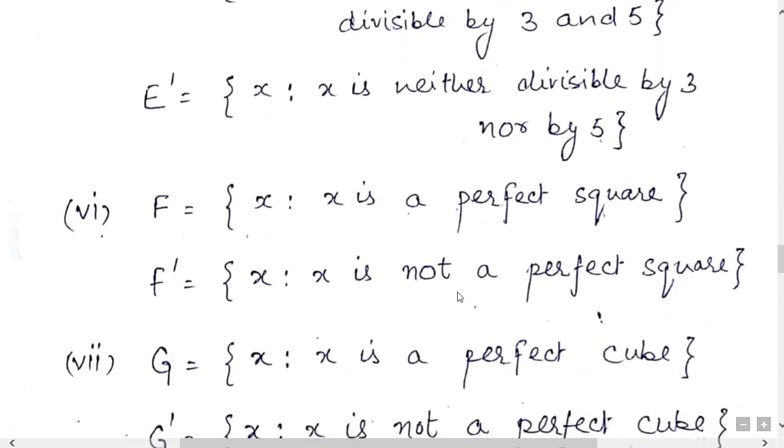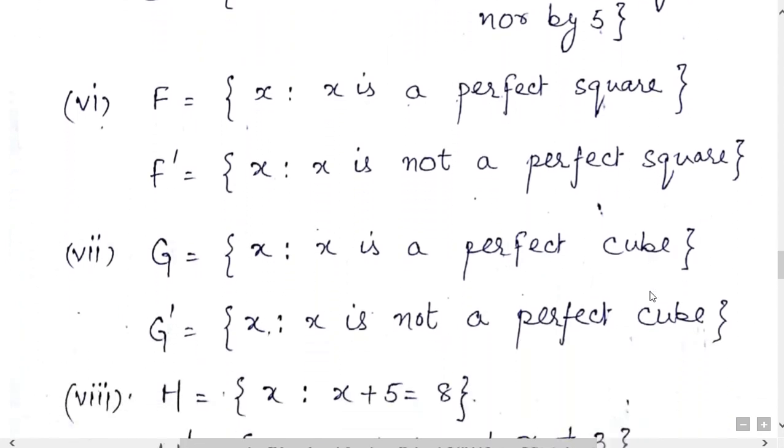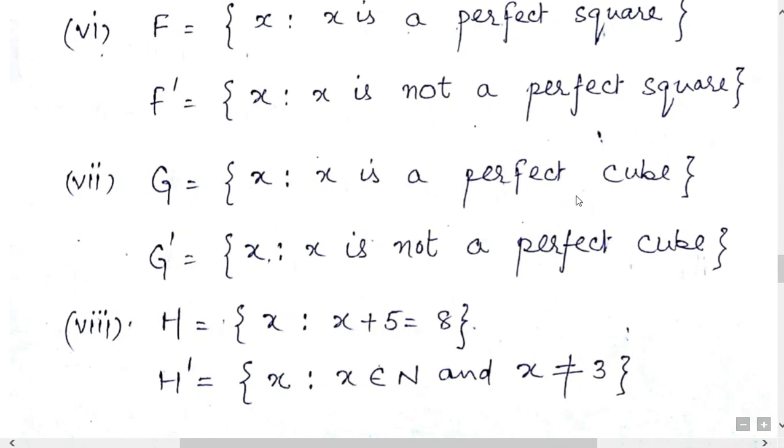Perfect square, it means the complement is not a perfect square. Similarly, for perfect cube, if set G is perfect cube, it means G complement is not a perfect cube.